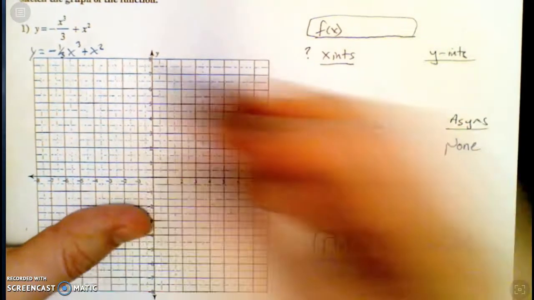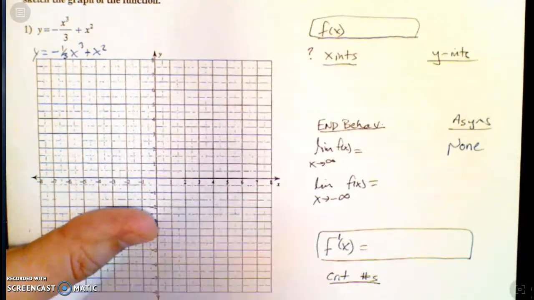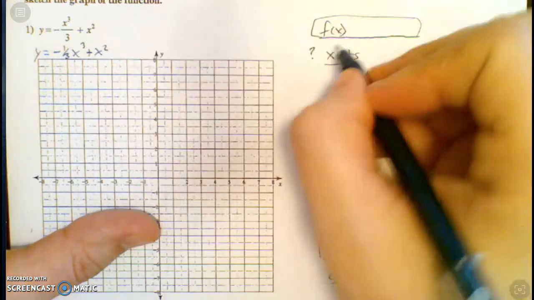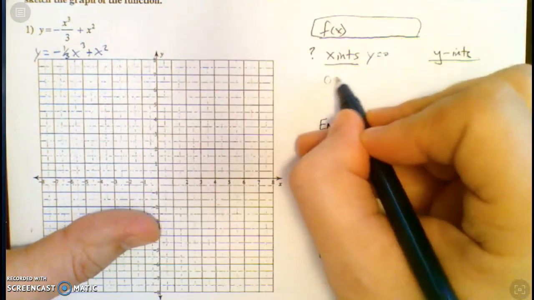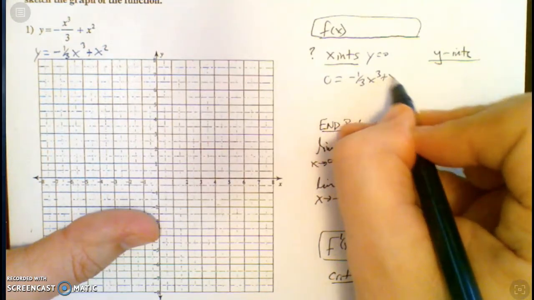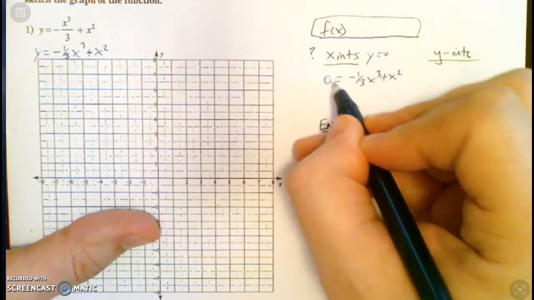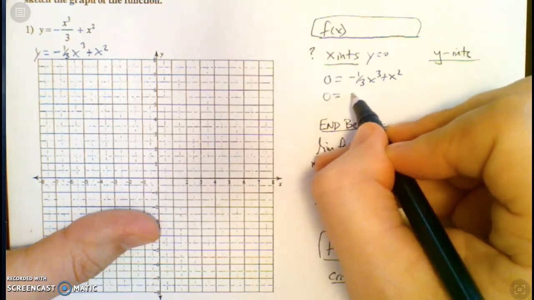Secondly, we're going to look for x-intercepts, which I said sometimes you can find, sometimes you can't. With this one, you set y equal to 0. So I'm going to set this equal to 0: negative 1/3 x cubed plus x squared. And then I can solve this by factoring, actually. This is one you can.